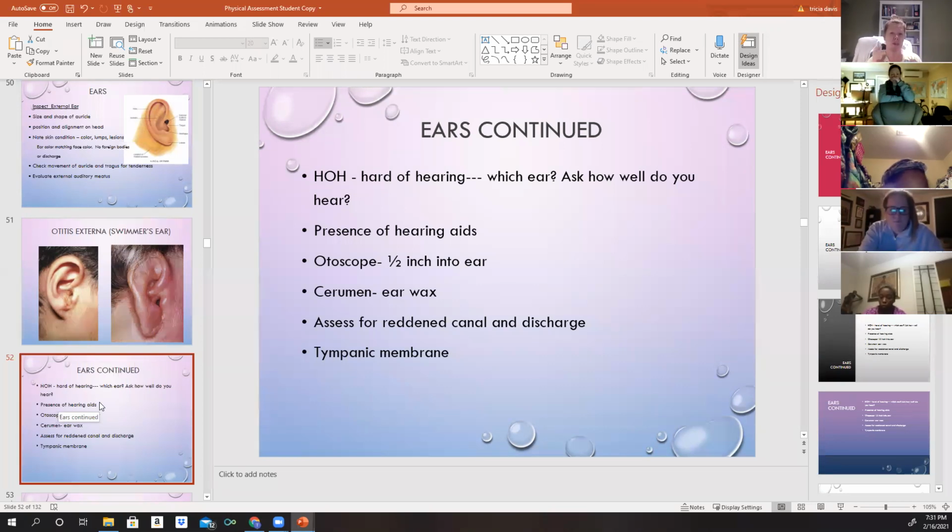So if you're using that otoscope to look into the ear, you would go 1/2 inch into the ear. You might see cerumen, which is just earwax. You would assess for a reddened canal or any kind of discharge, which could indicate an ear infection. And then you would want to look at that tympanic membrane to make sure it's intact, make sure that it's not red or inflamed in any way, which could also indicate an ear infection.